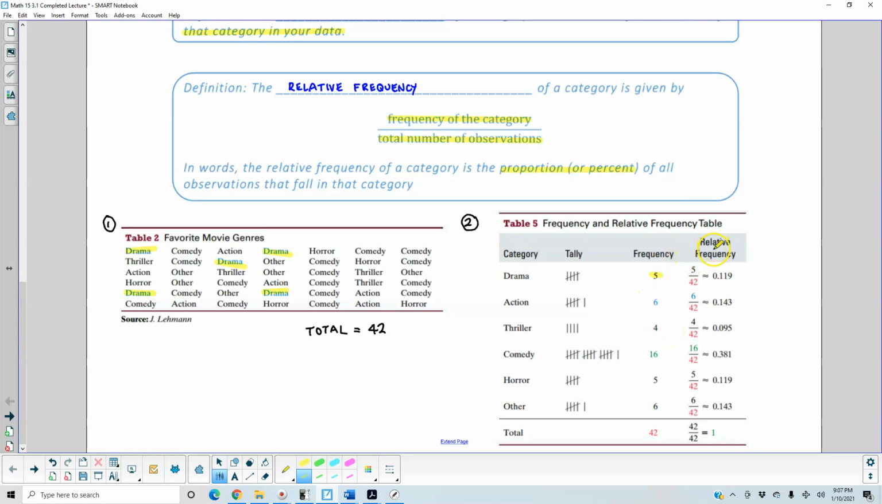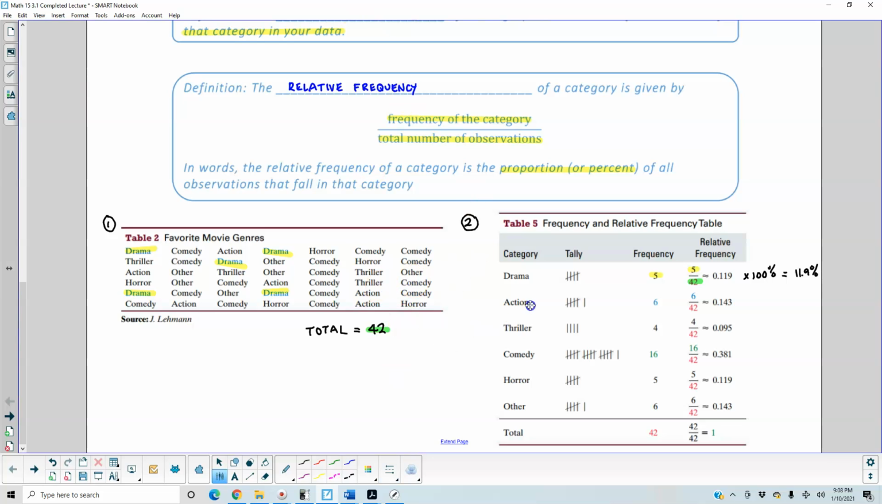Now, if we want to find the relative frequency, we need to take the frequency of the category, which is drama, which is 5, and then we divide it by the total that we found, which is 42. And 5 over 42 gives us approximately a proportion, which is 0.119. Or we can call it a percent, and if we wanted to convert that to a percent, then we would multiply that by 100% to give us 11.9%.